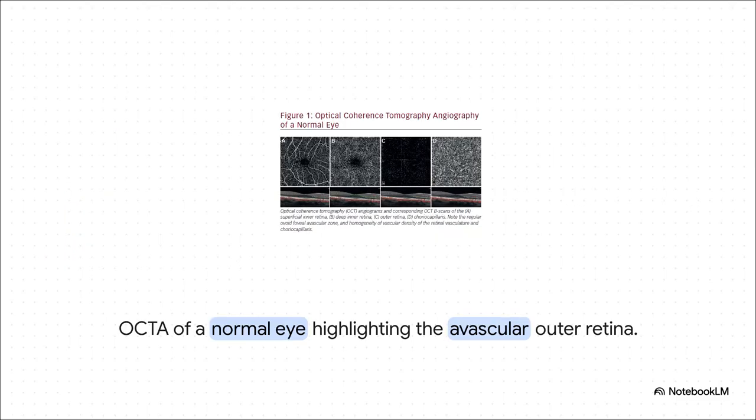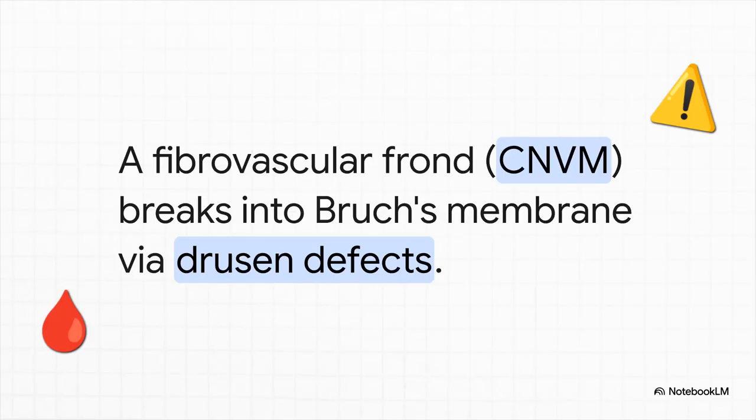And the cool thing is we can actually prove this avascularity in living patients using OCTA, optical coherence tomography angiography. Look at panel C, the one labeled outer retina. It is pitch black. I want you to act as the attending pointing this out to a resident. There is a complete, totally normal absence of vascular structures in this specific zone. The outer retina should always be a vascular no man's land.